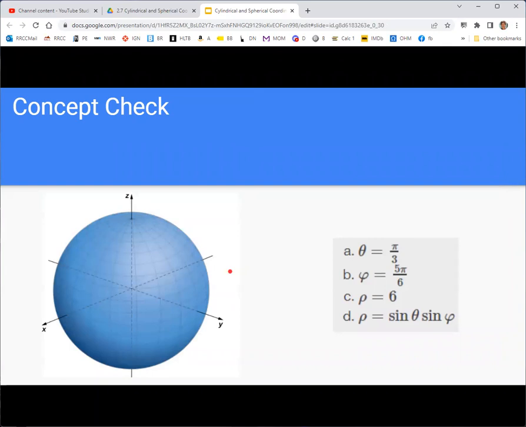Here, try another one. So this is obviously a sphere centered at the origin. We're not told the radius of this, but you should still be able to figure it out. And you should have gotten answer choice C, because we did talk about when rho is equal to a constant that you get a sphere. In this case, it looks like the radius of the sphere is 6. So using spherical coordinates, you can get a much simpler equation for the equation of a sphere.